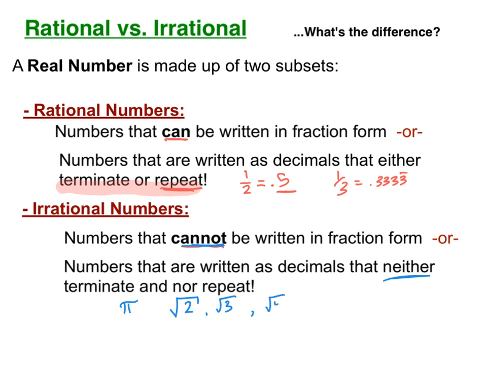What about the square root of 4? Where would the square root of 4 fit? That actually should be up there because that becomes 2. And 2 is a fraction, 2 over 1. So that's the difference between rational and irrational numbers.